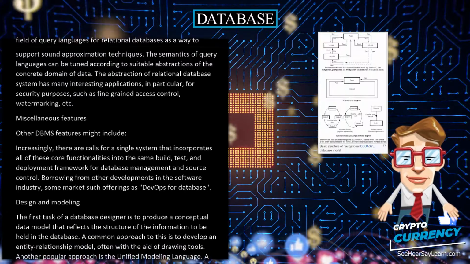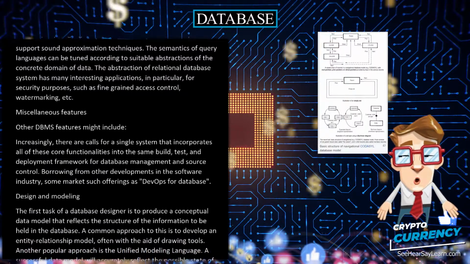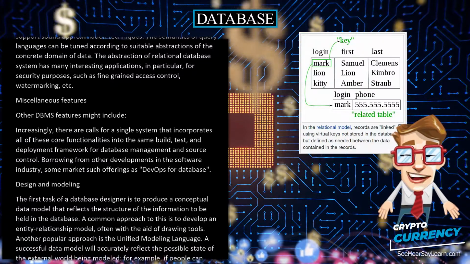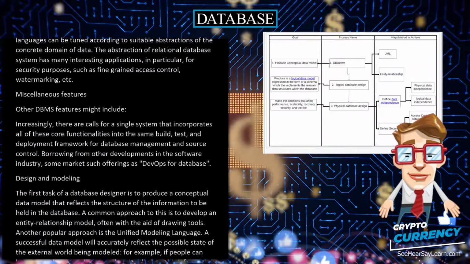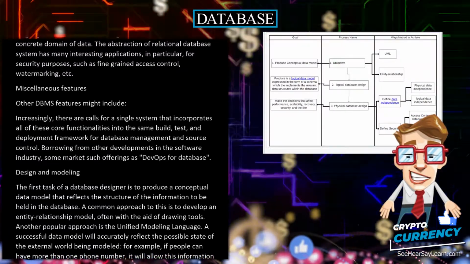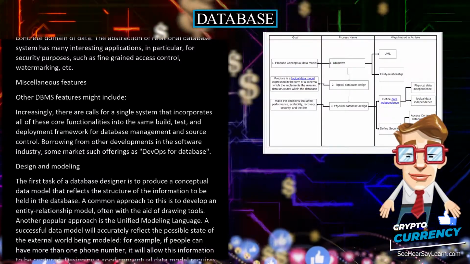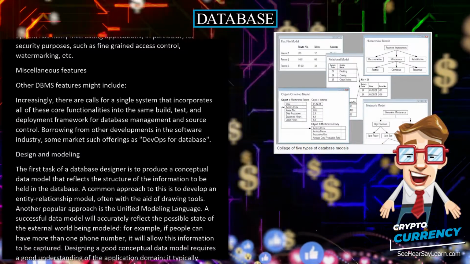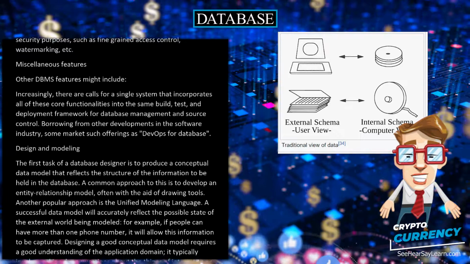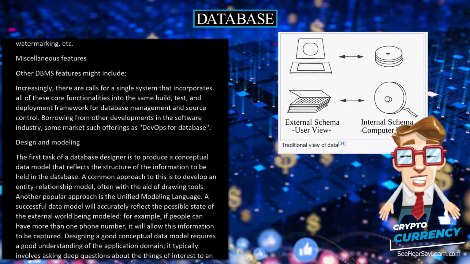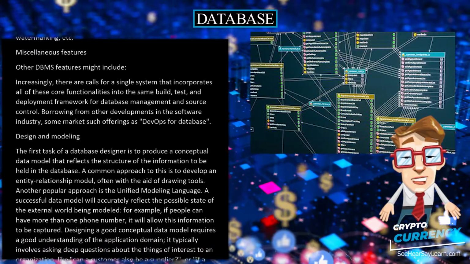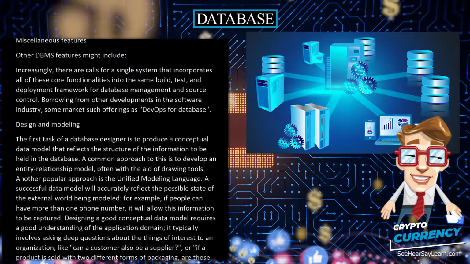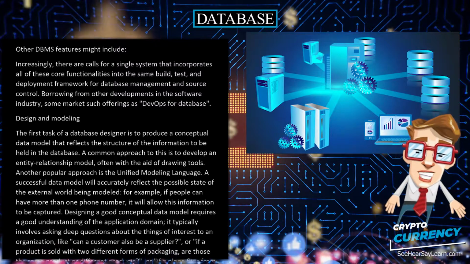Design and modeling. The first task of a database designer is to produce a conceptual data model that reflects the structure of the information to be held in the database. A common approach to this is to develop an entity relationship model, often with the aid of drawing tools. Another popular approach is the unified modeling language. A successful data model will accurately reflect the possible state of the external world being modeled. For example, if people can have more than one phone number, it will allow this information to be captured.